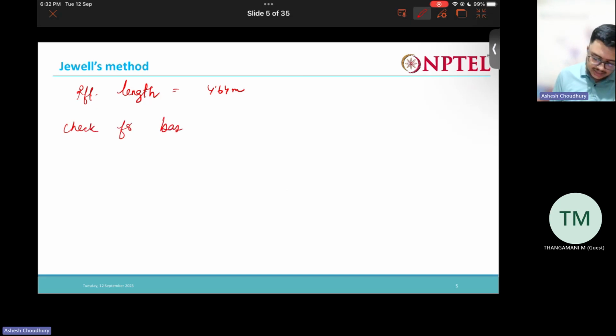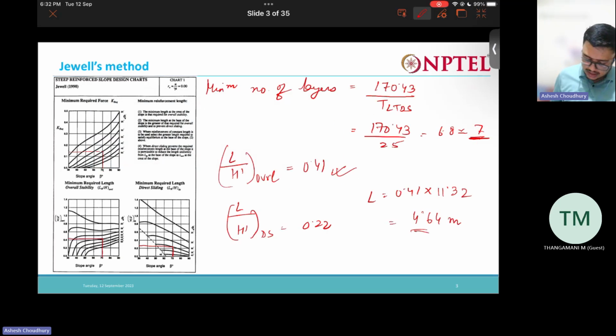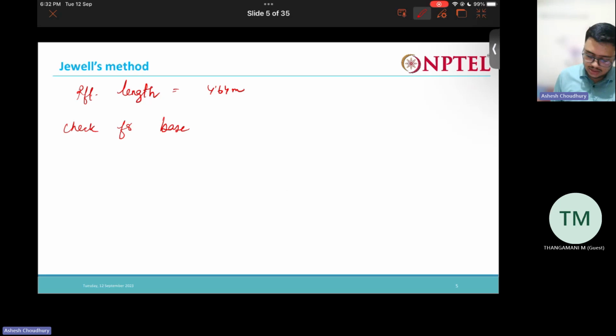Obviously it will satisfy, because we have chosen the length such that this is greater than the direct sliding length, right? So obviously this criterion will get satisfied. Check for base sliding. Let us just check this once. What is the P that is coming? 170.43 kilonewton per meter.